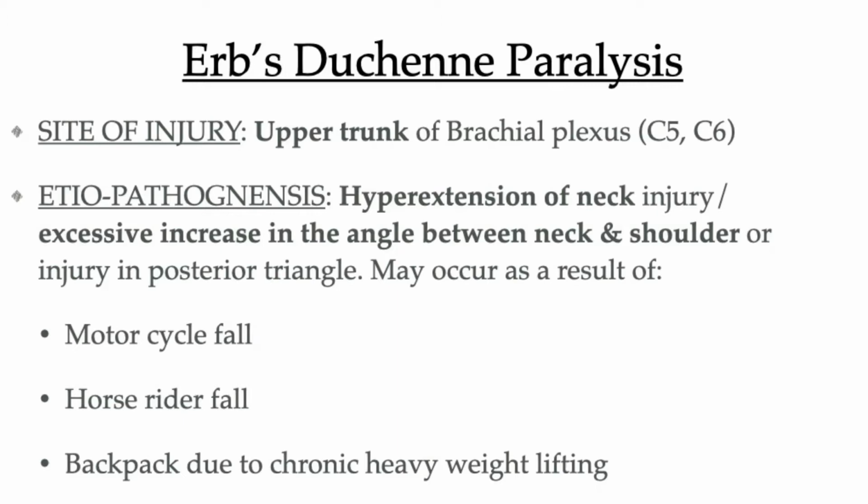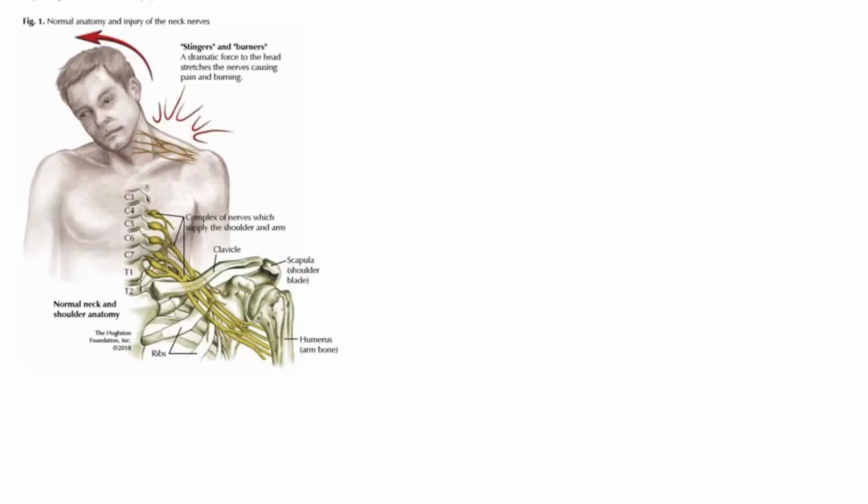Any injury or any condition which results in hyperextension of the neck, that is, any condition which results in excessive increase in the angle between neck and the shoulder, may result in tear of the nerve fibers present in the C5 and C6 roots. Now let us try to understand this by seeing the illustration. On the screen you can see the neck, the increase in the angle between the shoulder and the neck has occurred. As a result, the upper trunk of the brachial plexus comes at the risk and the nerve fibers may get stretched or even torn.